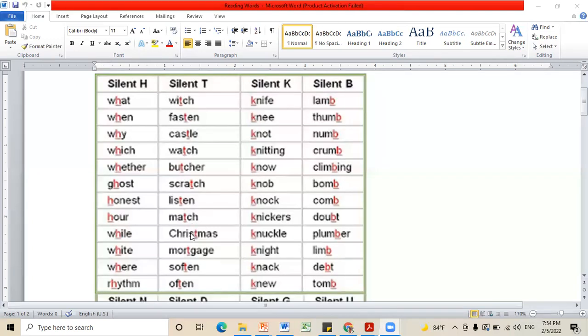And then we have the word mortgage, right? So this word is mortgage. We do not pronounce the T. So we say mortgage.